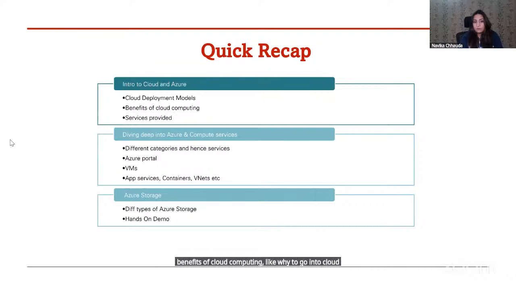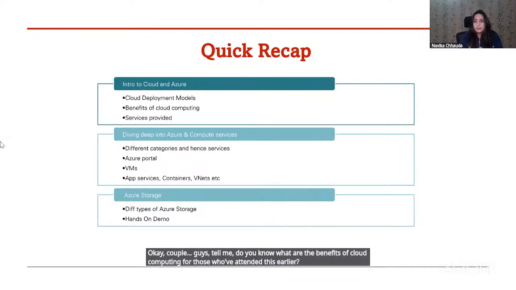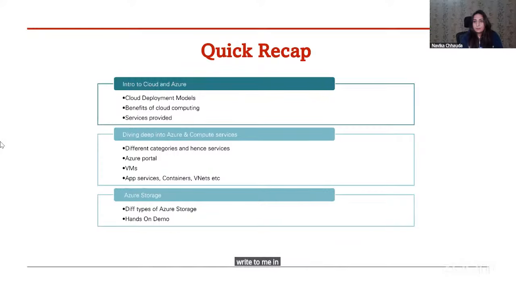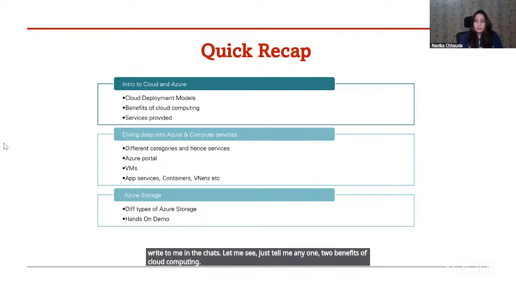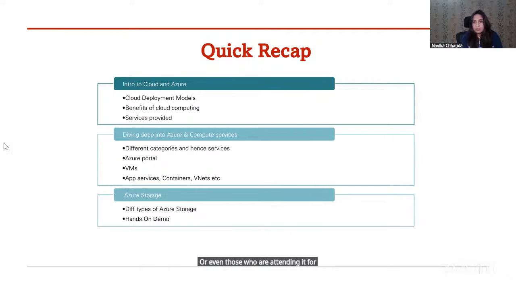Okay, couple of guys, tell me, do you know what are the benefits of cloud computing, for those who've attended this earlier? Write to me in the chat. Let me see. Just tell me any 1 or 2 benefits of cloud computing, or even those who are attending for the first time. What do you think could be a benefit of cloud computing? Send me in the chat. Let's see if you recall.